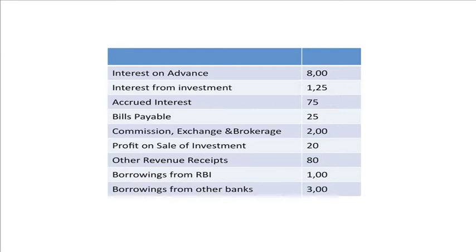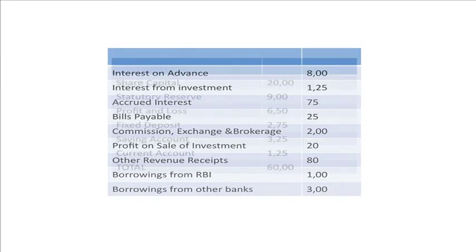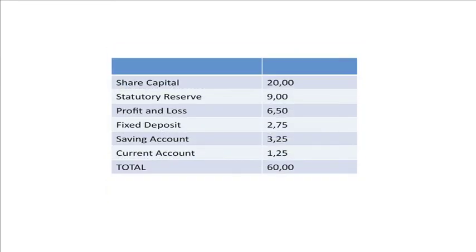Borrowings from RBI, schedule 4, borrowings from other banks, that is 3 lakh, schedule 4. Share capital is part of schedule 1, it is 20 lakhs. Statutory reserve 9 lakh is part of schedule 2. Profit and loss is the profit and loss of the previous year, 6 lakh 50,000. We will add it up in the P&L itself.